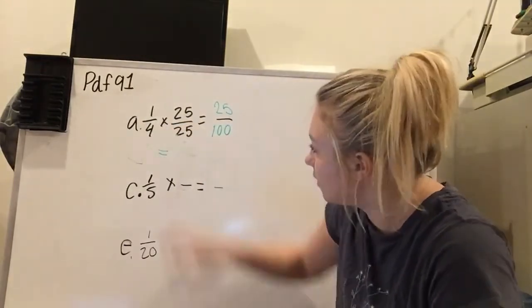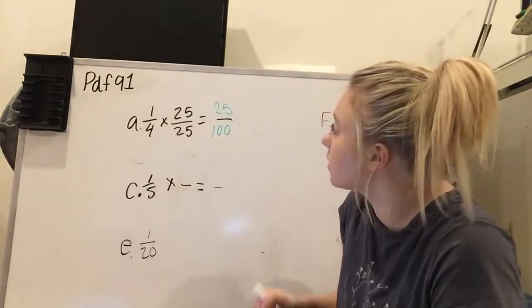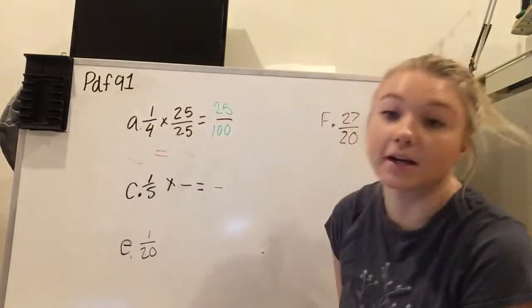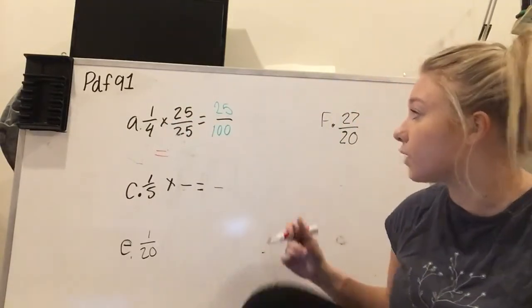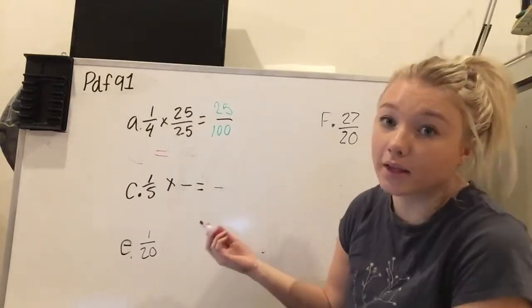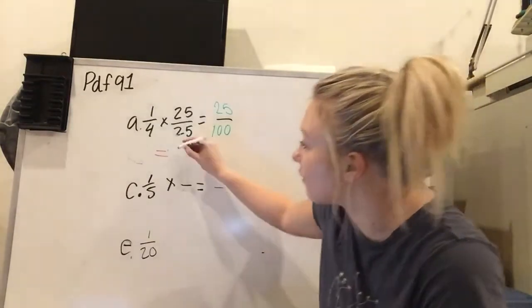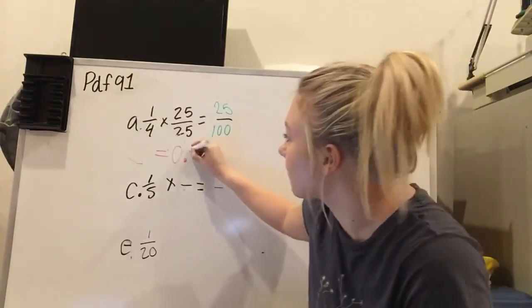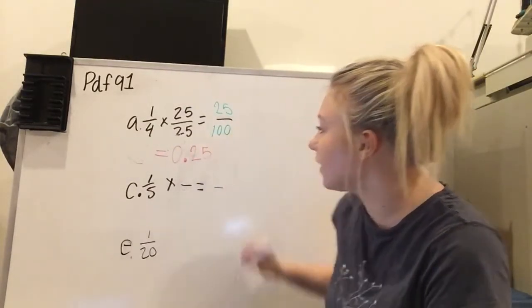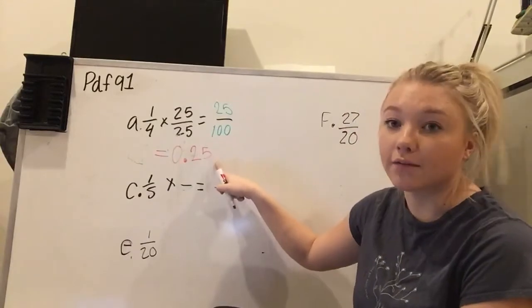I'm going to write that as an equivalent decimal. Sorry, I said write it as a fraction. I meant write it as an equivalent decimal. So now I have 25 hundredths, and I know what that's going to look like because that's what we've been doing for other lessons. 0.25.